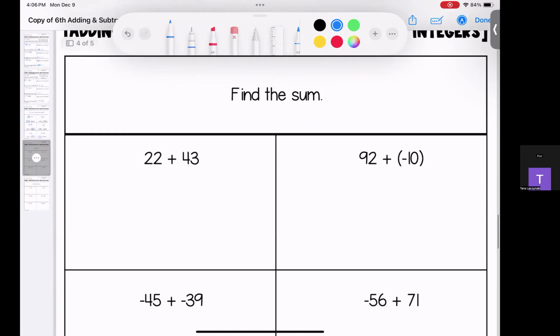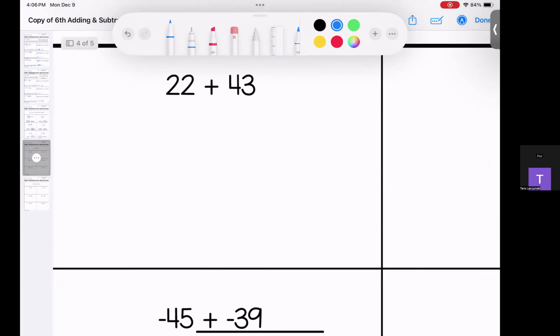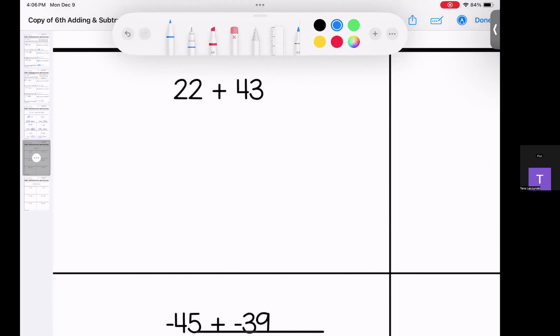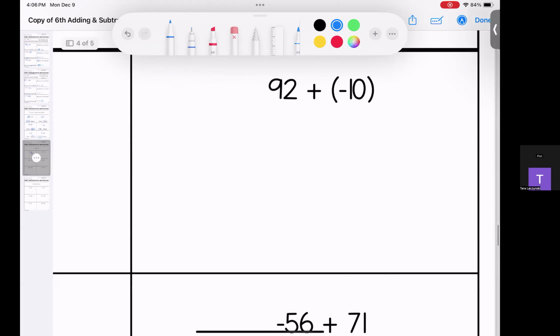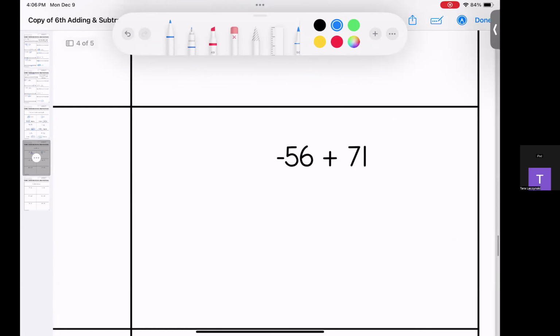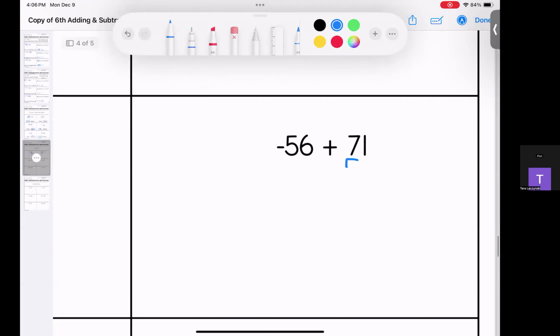Down to page 4, find the sum. If the signs are the same, we add them. So I'm going to stack this. No need for mental math. 65 stays positive because the signs agree. Over here, they're different, so I'm going to find the difference. 82 is positive because the bigger sign is bossy. Over here again, I'm going to subtract, different sign difference. I'm going to borrow, and I'm left with 15, and that is a positive 15.